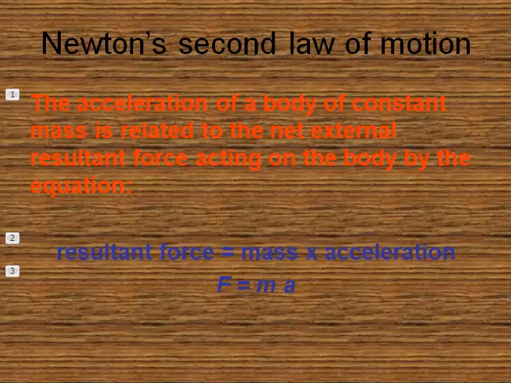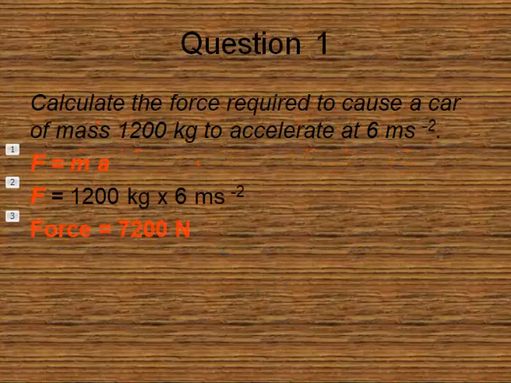Newton's second law of motion states that the acceleration of a body of constant mass is related to the net external resultant force acting on the body by the equation: resultant force is equal to mass times acceleration, which is F equals ma. Therefore, F is the force, m is the mass of the object, and a is the acceleration.